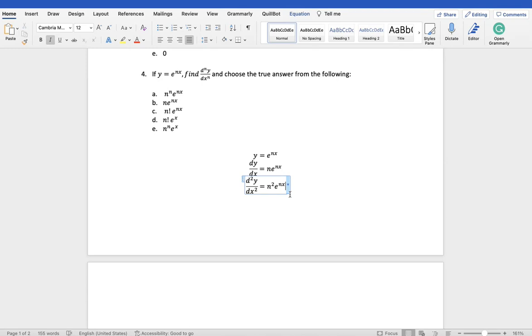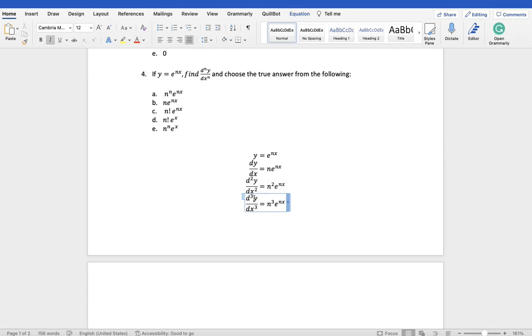Now repeating the process multiple times, what do you notice? If you repeat this process for the third derivative, let's just do that for completion. You really only need 3 derivatives to understand the pattern. If you take the third derivative here, you can see that another n will add up, so you have n cubed times e to the nx. So you can already see a pattern, right?